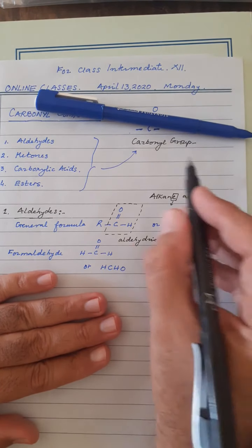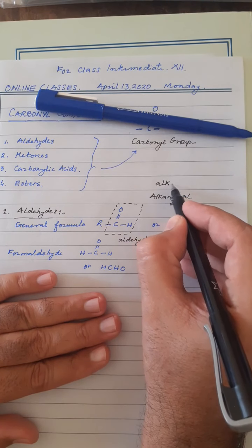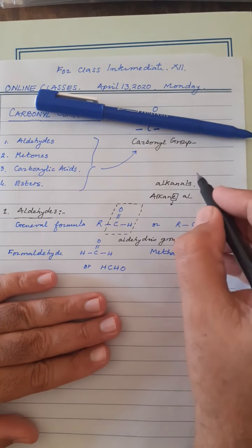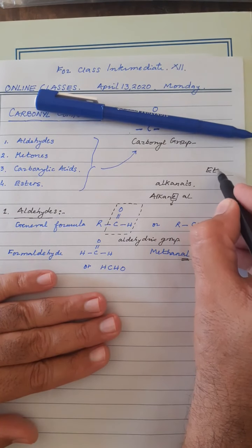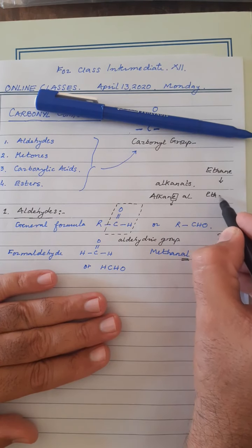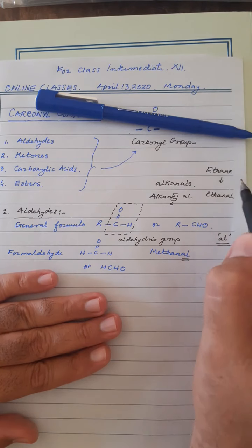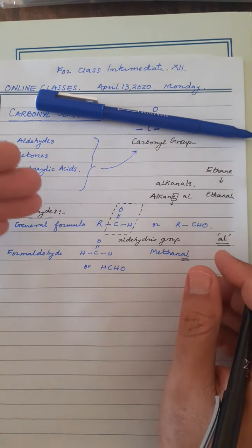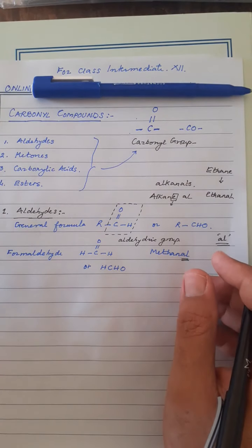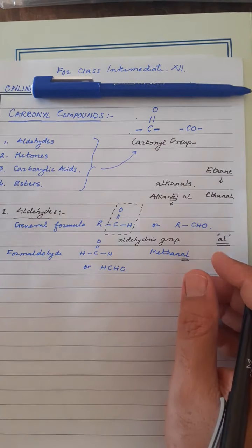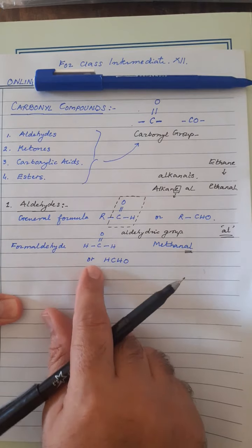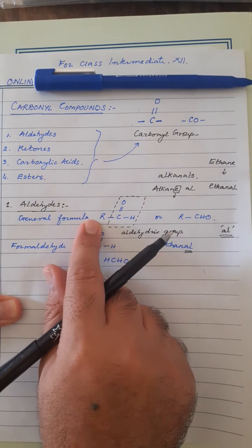So alkanal. You can say that aldehydes are alkanals, right? So for example, if you have ethane, it becomes ethanal. So methane, ethane, propane, butane, and so on, they become methanal, ethanal, propanal, butanal, and so on. So the first aldehyde kind of does not obey the main general formula for aldehydes.